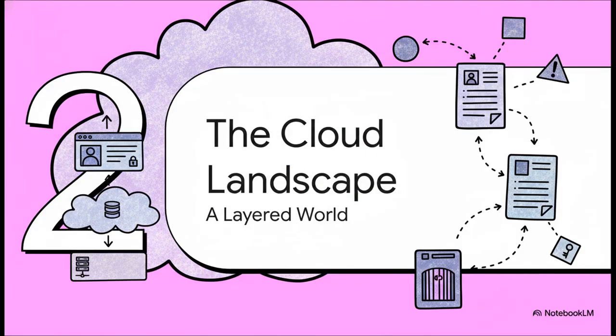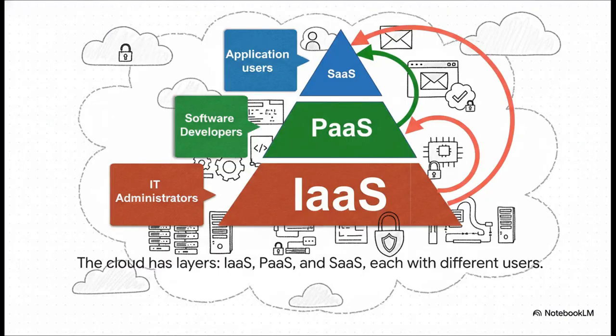But here's where it gets a little tricky. We say the cloud, like it's this one big, fluffy thing. It's not. It's actually a stack of different layers, and the rules for access control change completely depending on which layer you're playing on. And this picture shows it perfectly.